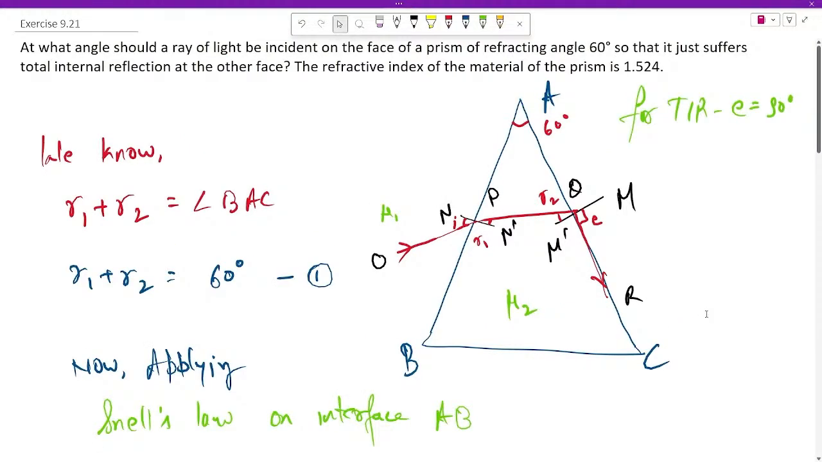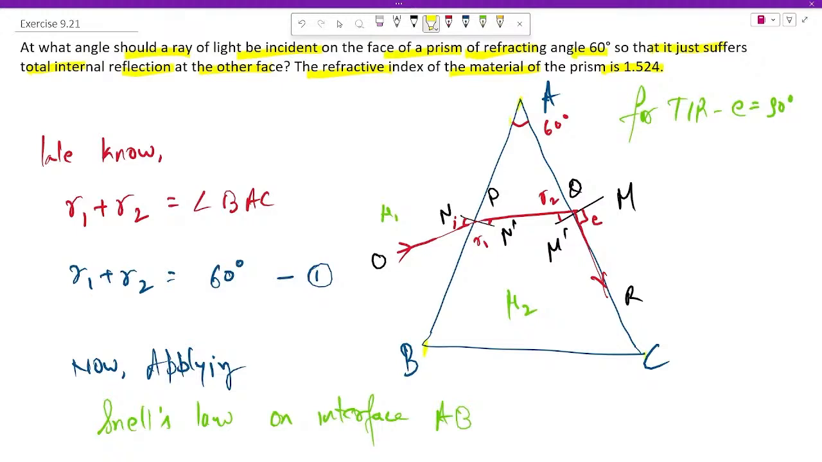The question says: at what angle should a ray of light be incident on the face of a prism of refraction angle 60 degrees so that it suffers total internal reflection at the other face? The refractive index of the material of the prism is 1.524. So here we are being talked about the faces of prism ABC, and the faces that are in consideration are AB and AC.